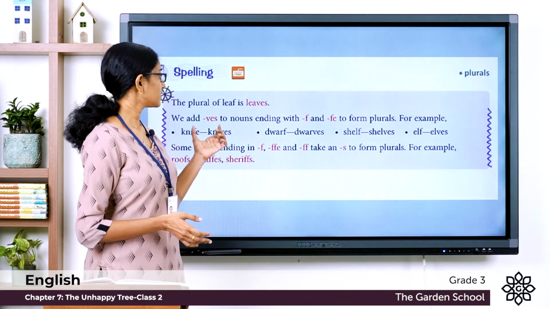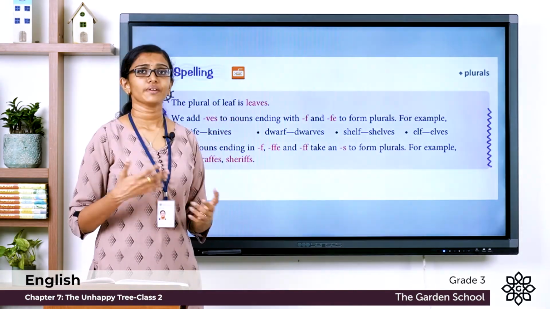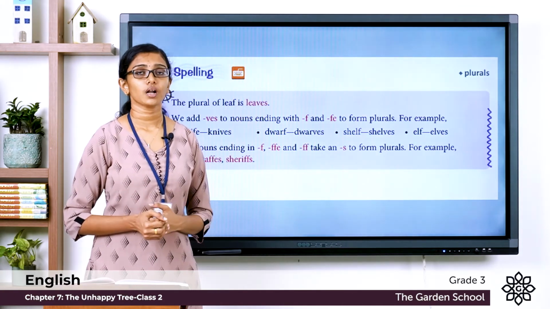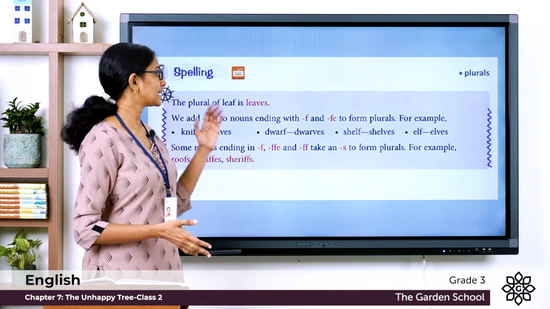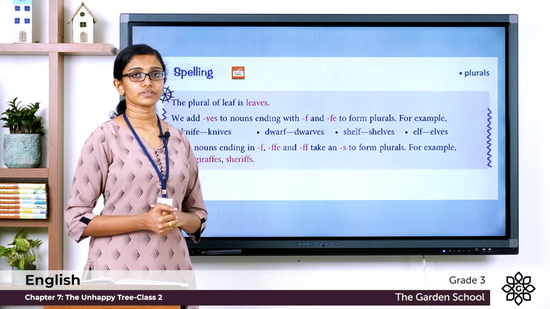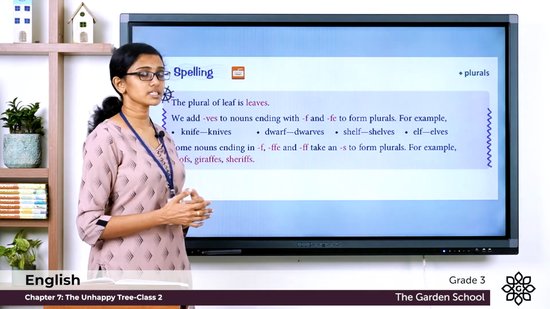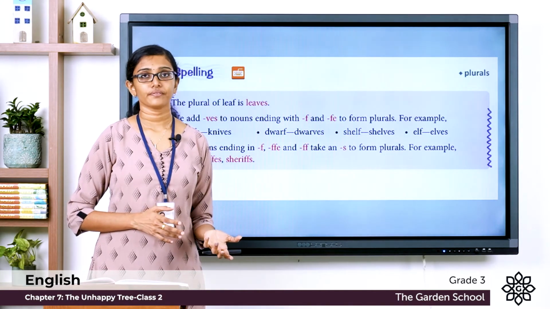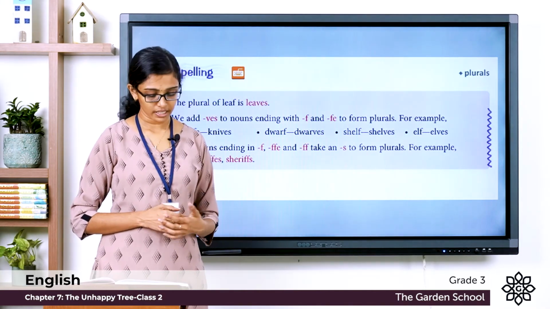See the word leaf, leaf ends with the letter F. And we added the letters VES to get the plural of the word leaf. So it is leaf, the plural is leaves. Leaf is singular, leaves is plural. Let's see some more examples. Knife, that word ends with the letters FE.